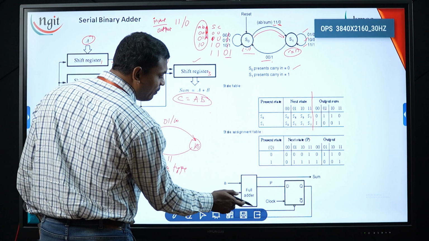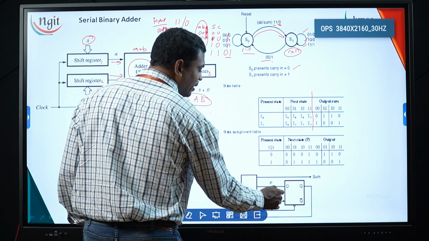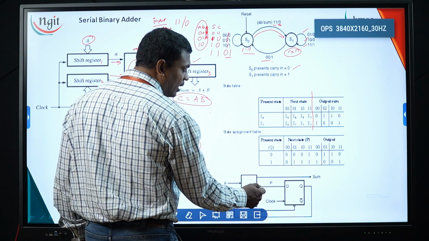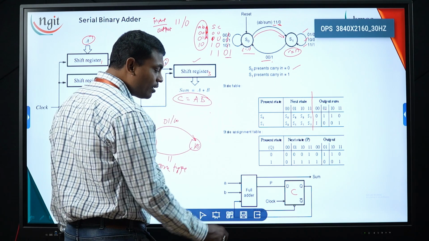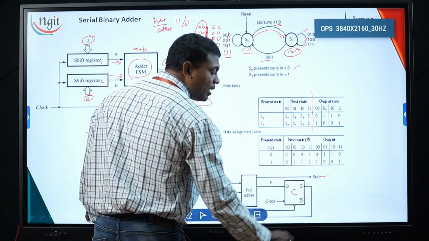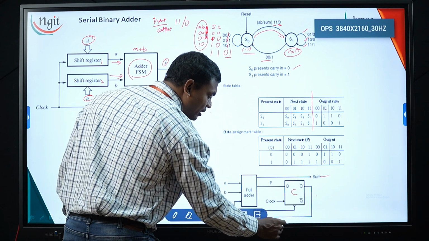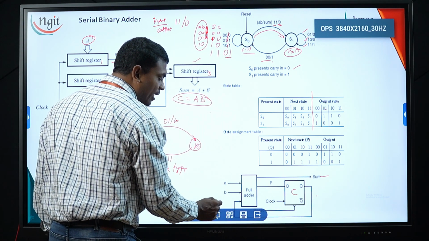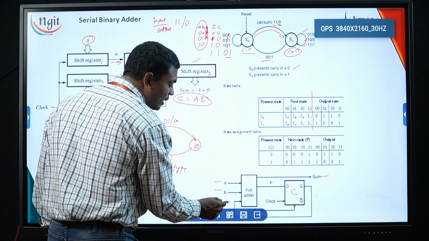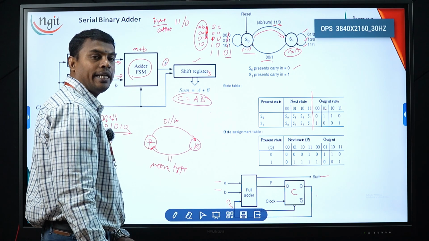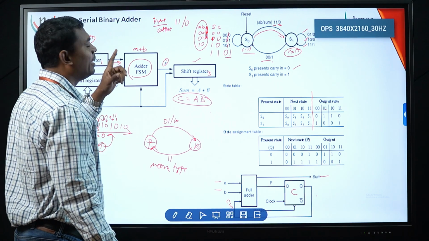Now if you observe clearly, we have a full adder with the two input bits A and B, along with a flip-flop at the output side. What does a flip-flop do? The flip-flop is going to store the carry value, and the full adder gives the sum value. This carry value will be given as output and again goes back to the full adder. Now this full adder is going to add the A value, the B value and the carry-in value, right? So this is the logic diagram for our serial binary adder.